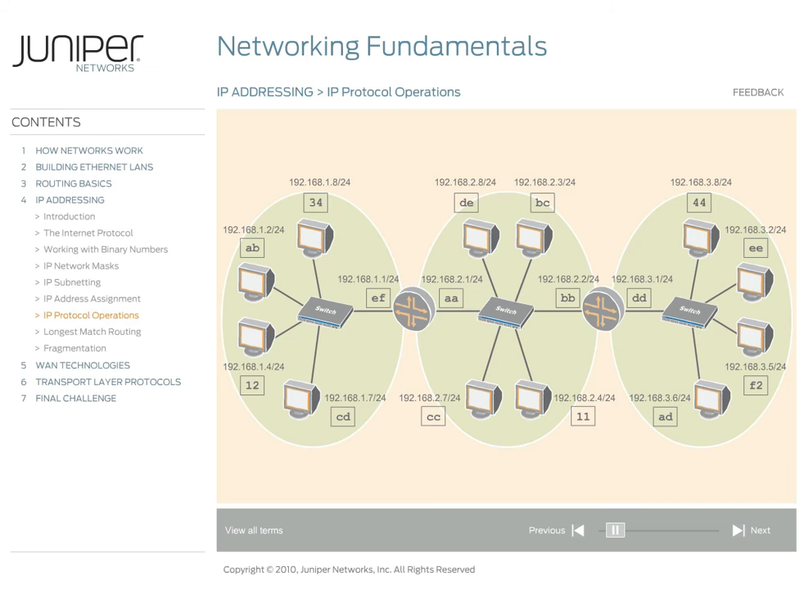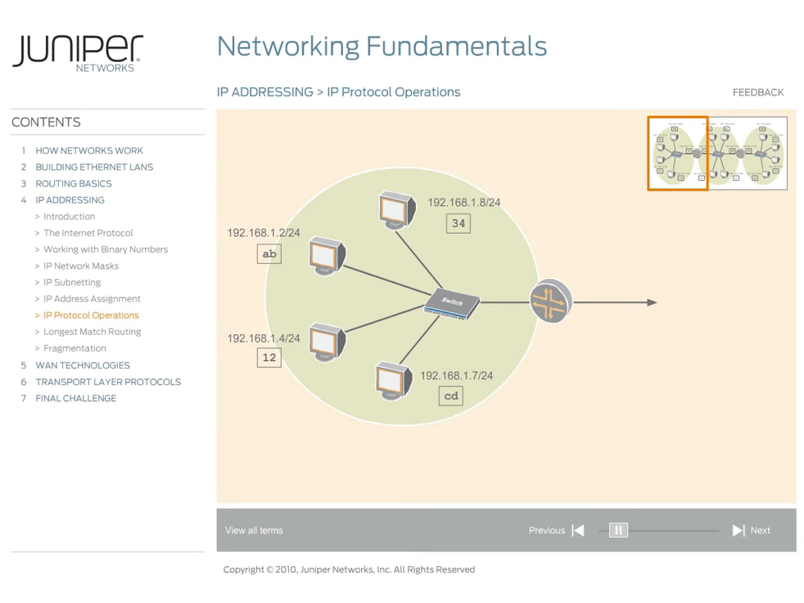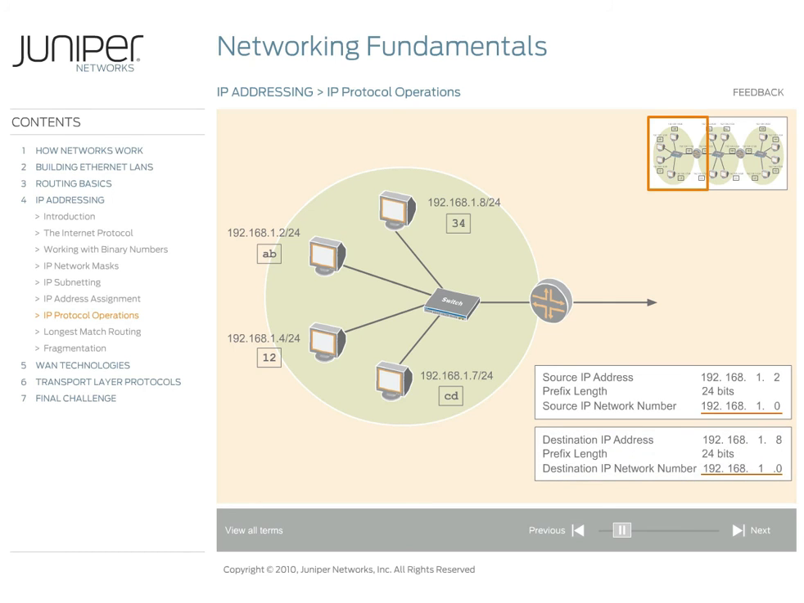So let's use our new understanding and see what happens when PC 192.168.1.2 wants to send data to 192.168.1.8. We'll zoom in on the first network to get a better look at what's happening. First, the PC needs to know if the destination address is on the same network. It uses the network's prefix length to determine its own network number and the network number for the destination address. In this case, they're on the same network, so the two PCs can communicate directly without the help of a router, which is also known as direct routing.